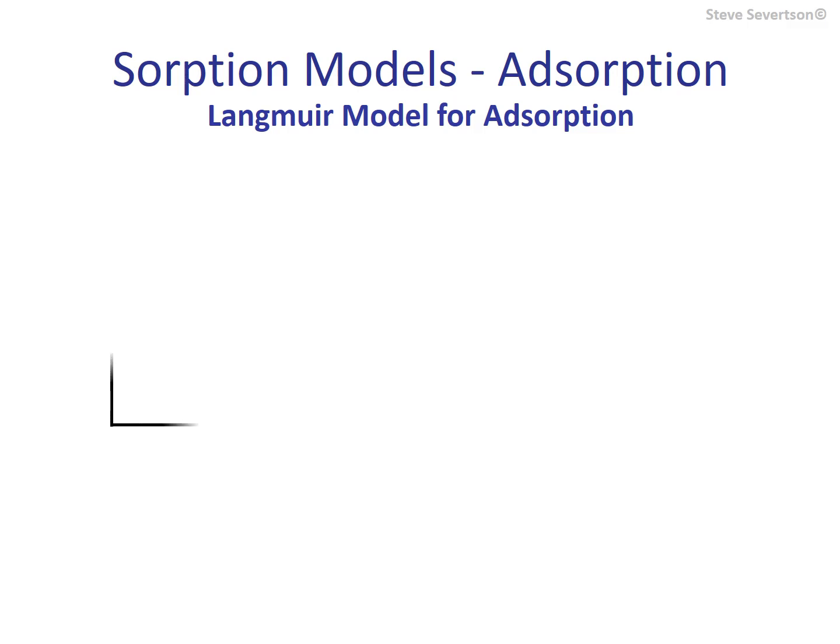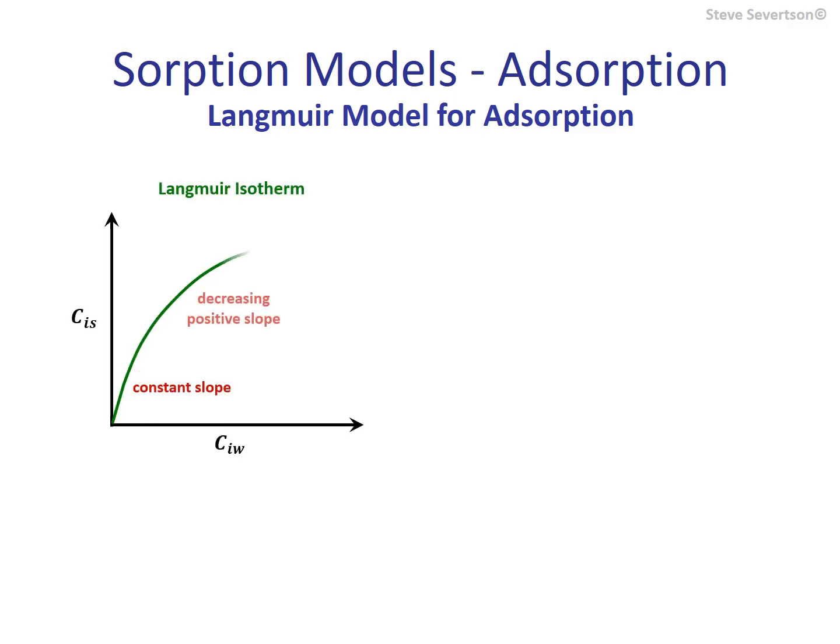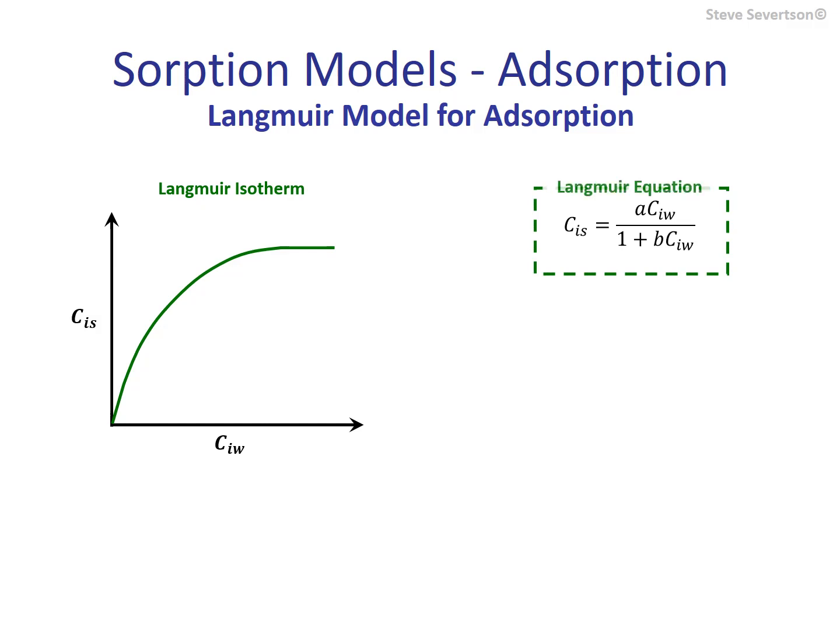Shown here is the general shape of the isotherm curve. At low concentrations, the slope is positive and constant, but as solute concentration increases, the derivative of the isotherm begins a steady decline towards zero as it asymptotically moves towards a plateau. The Langmuir equation that fits the curve is shown here. Initially, we will treat it as an empirical function where A and B are defined as simply fitting parameters.